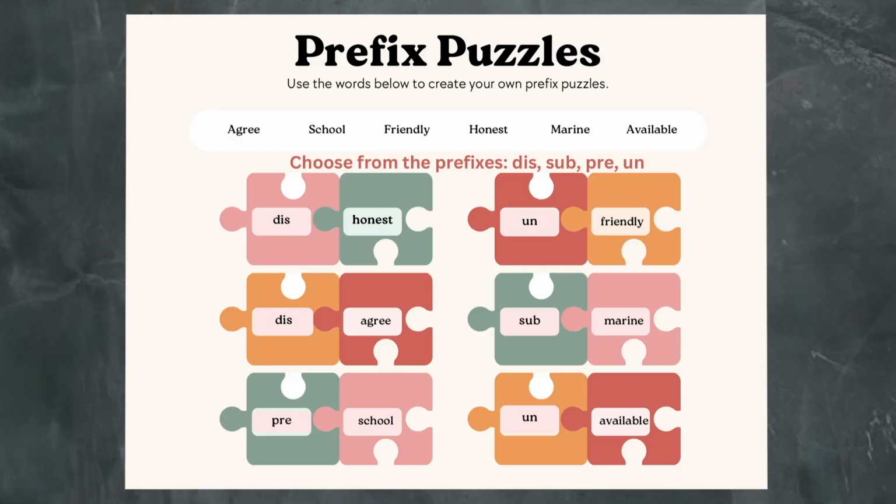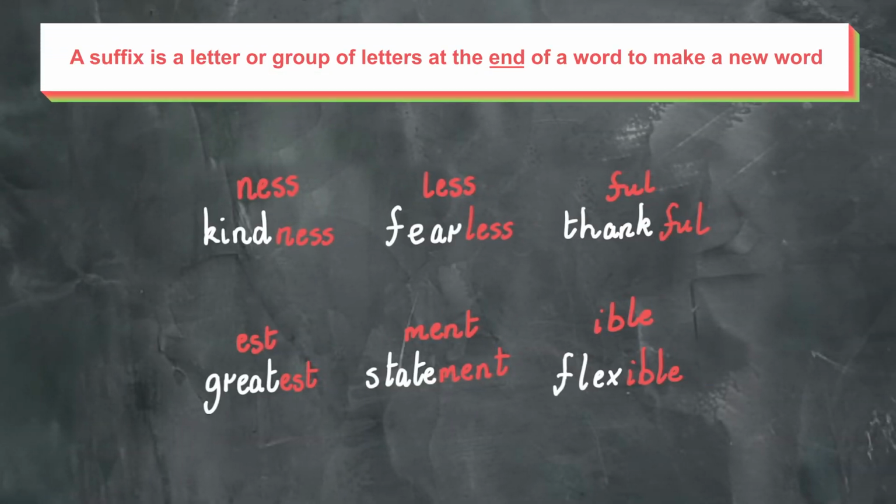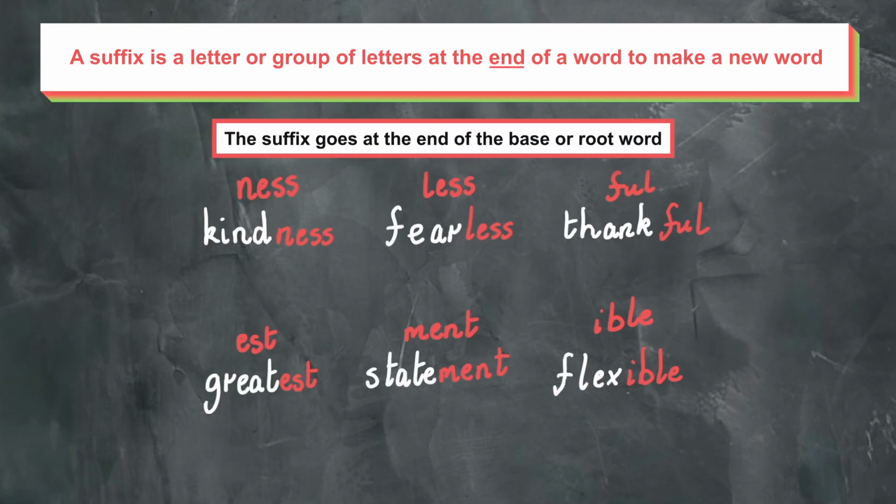Well done. What is a suffix? A suffix is a letter or group of letters at the end of a word to make a new word. The suffix goes at the end of the base or root word. Here is an example of some of the most commonly used suffixes. We have ness, less, full, est, meant, and ible. And these can be found in words such as kindness, fearless, thankful, greatest, statement, and flexible.